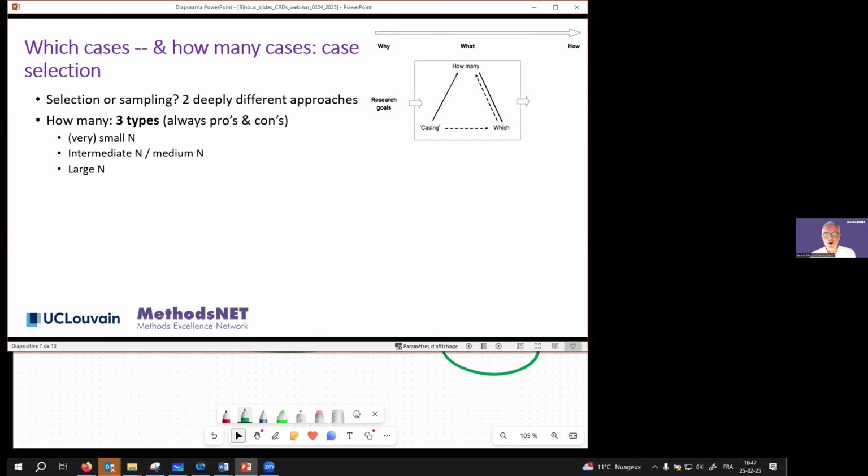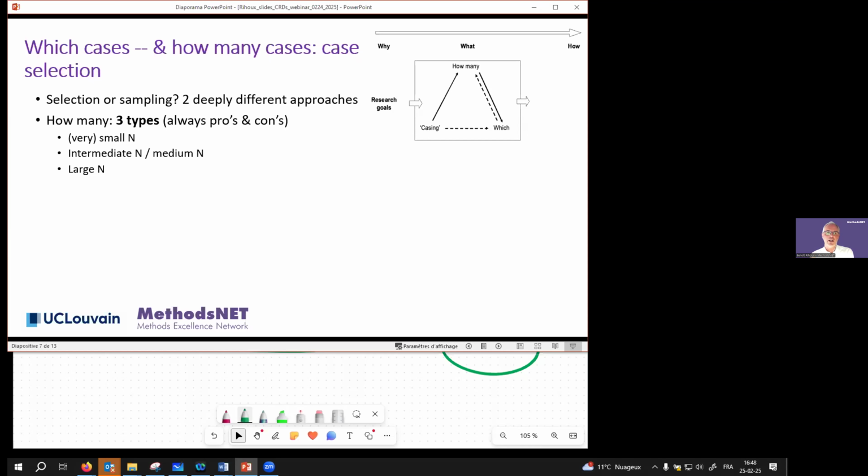So for instance, if you go very small n, and that's the first strategy, the first possibility, say 2 or 3 or 4 cases, very small n comparison, then okay, a great advantage is that you can get in-depth knowledge on the cases. You go on the depth side of things, but of course you miss diversity and you miss leverage for much broader generalization, and so on and so forth. And there are multiple other pros and cons.